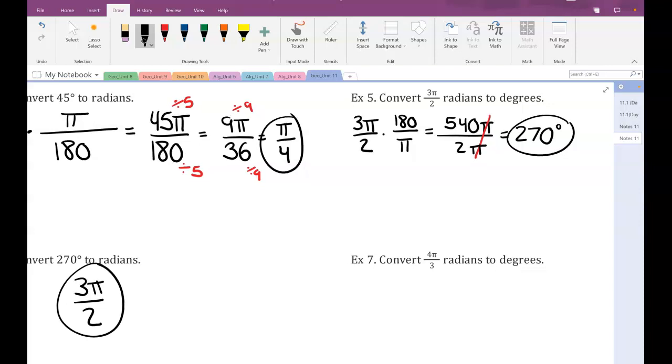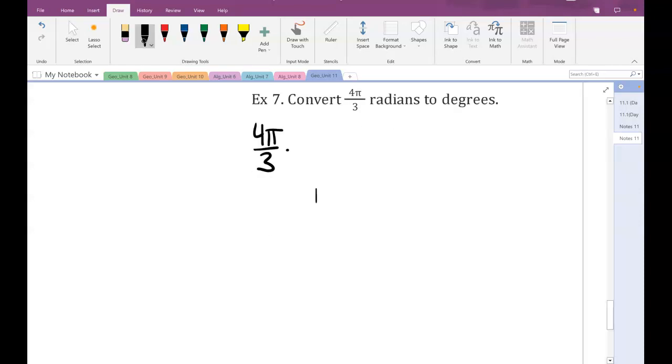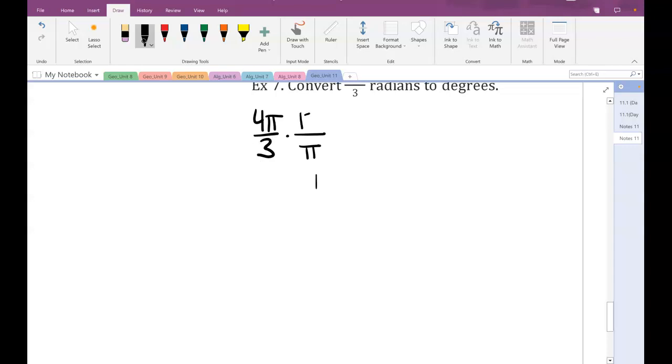We'll convert 4 pi over 3 radians to degrees though. So 4 pi over 3 times, since we're going to degrees, I just think about moving to degrees, pi has to be on the bottom. So I take 180 times 4 pi, which will give us 720 pi, divided by 3 pi. Again, our pi's simplify to 1. So we just have to do 720 divided by 3, which is 240 degrees.